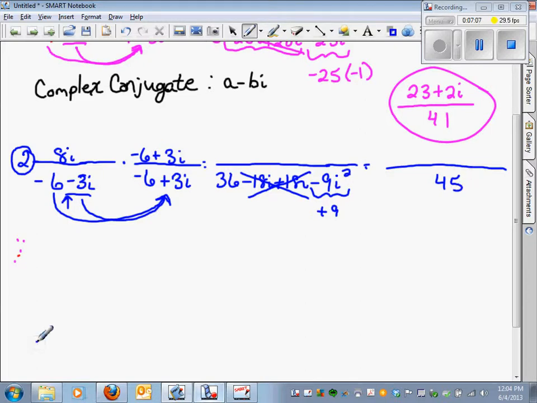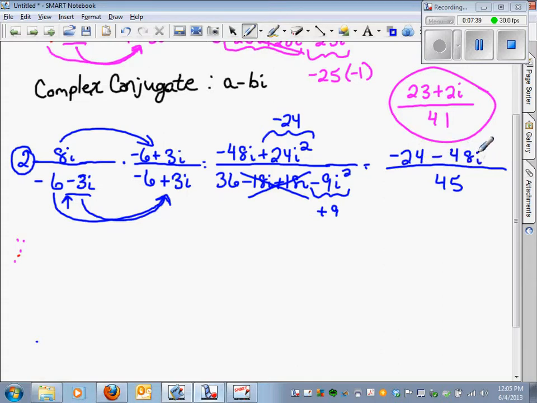Looking at the numerator, this multiplication is easier. We simply have to multiply the 8i times the complex number. So 8i times negative 6 is negative 48i, and 8i times 3i is positive 24i squared. Well, we know i squared is negative 1, so that just makes this negative 24. We write real first, so negative 24, then the imaginary, minus 48i. Looking for common factors between these, we actually do have one: a common factor of 3. So we can divide 3 out of each of these terms. Negative 24 divided by 3 leaves us with negative 8. Negative 48 divided by 3 will be negative 16, and we still have the i. And positive 45 divided by 3 is positive 15. So this fraction reduces to negative 8 minus 16i divided by 15.